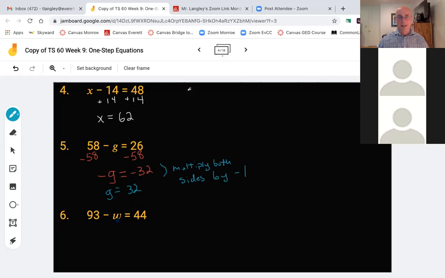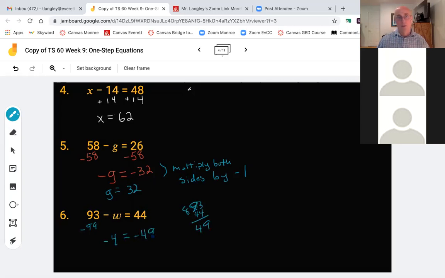Again, 93 minus, I'm noticing the minus variable. So I'm going to subtract 93 from this side, and I'm going to get minus W equals 93 minus 44. What is 93 minus 44? What does that equal? Did the math real quick. That's a 9, and that's a 49, and it's negative 49.